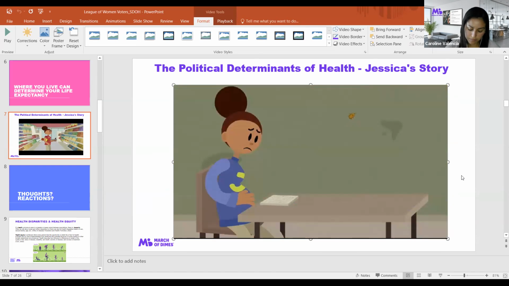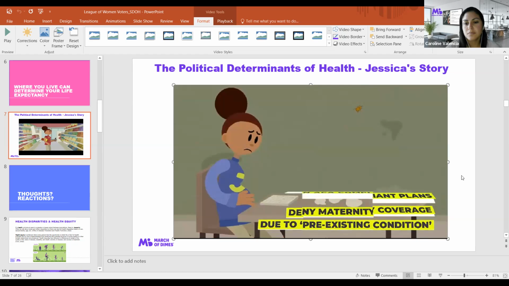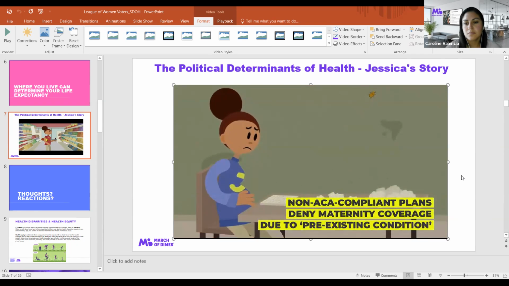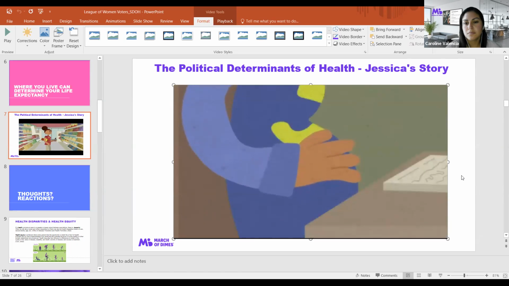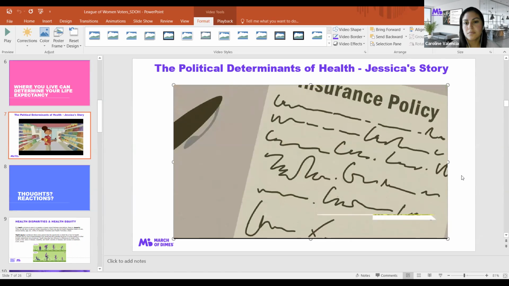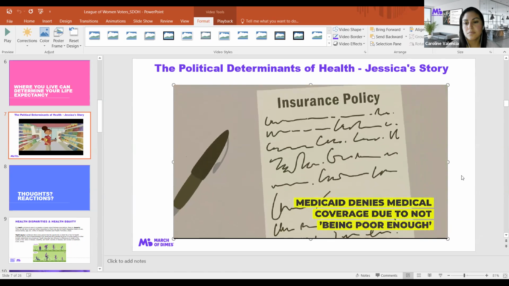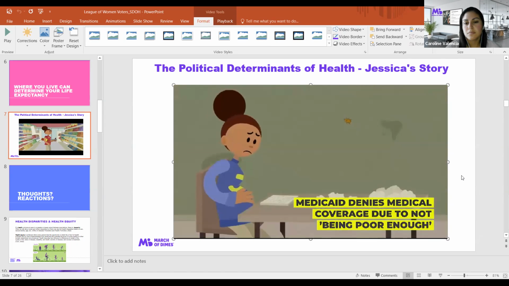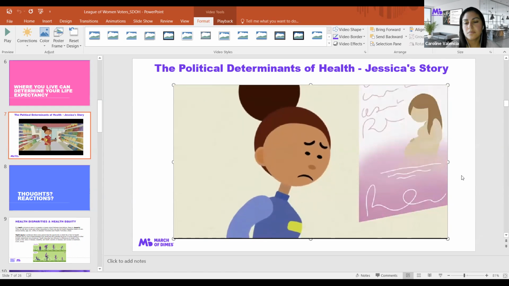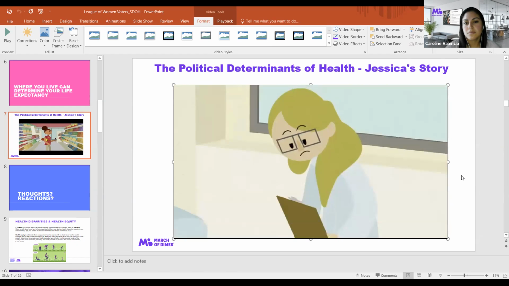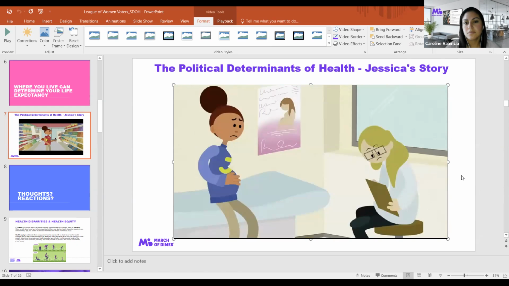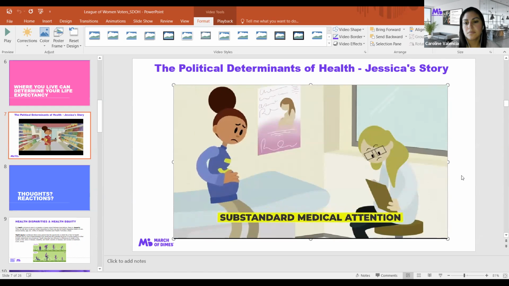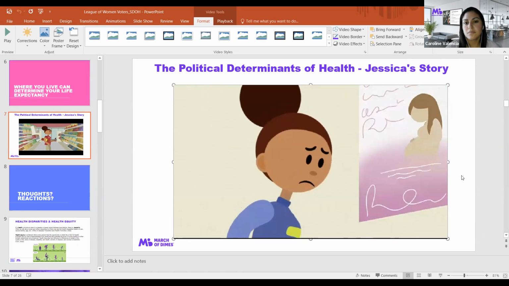And when she discovered she was pregnant, no attempt at receiving health insurance coverage was successful. Her non-ACA compliant plan denied her maternity coverage because they viewed her pregnancy as a pre-existing condition. Medicaid, the government's health insurance program for low-income families, denied her coverage for not being poor enough. After finding a ride to the free clinic, Jessica waited more than half a day to be seen by a second-rate physician, a doctor who was condescending and offensive. Realizing she could not afford to take more days off from work, she never went back.